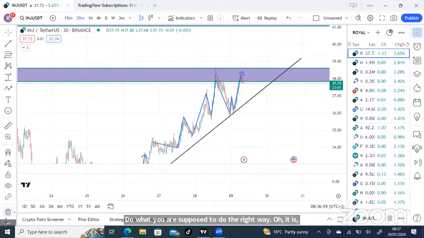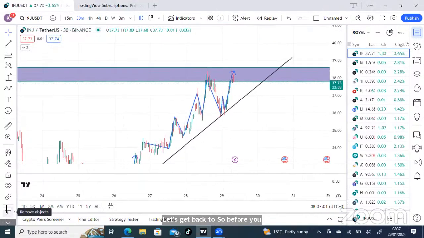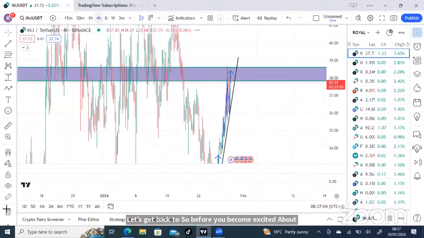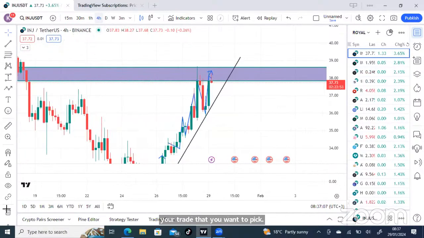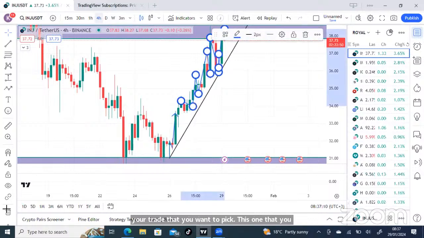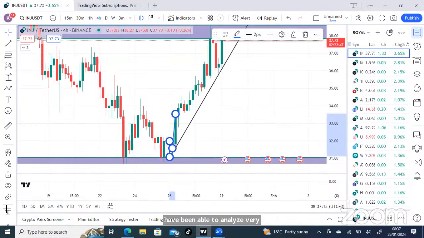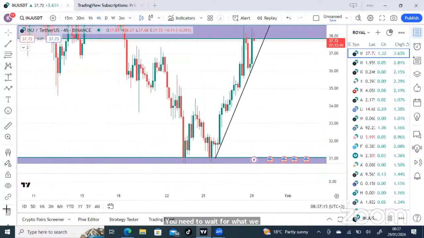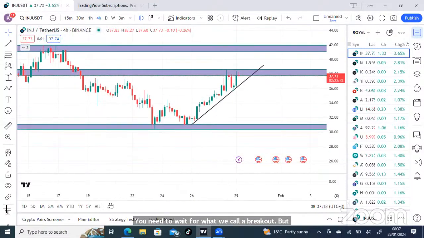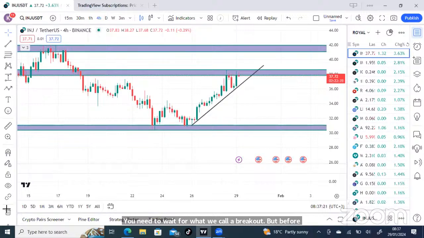Let's get back to our topic. So before you become excited about your trade that you want to pick, this one that you have been able to analyze very well, ladies and gentlemen, you need to wait for what we call a breakout. But before we look at the breakout, now that is the ascending triangle. We have drawn it in the 4-hour time frame, and we have seen the response of the market in the 30-minute time frame.